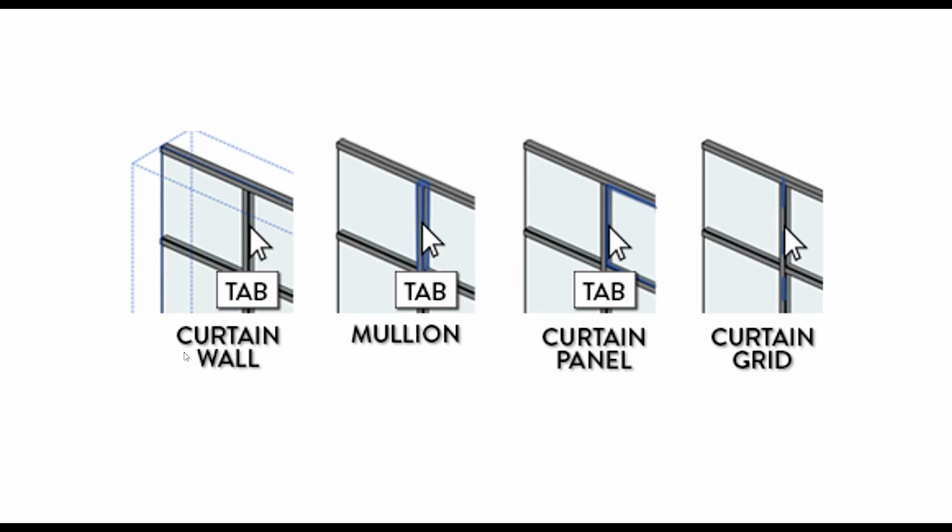From the left, when these dotted lines appear, that means you have selected the whole curtain wall. Using the Tab key, you can cycle through to select the mullion on the second image. The next image shows a panel being selected. And in the last image, this dashed line shows you have selected a grid line. You will get familiar with these as you start working on your assignments as well.